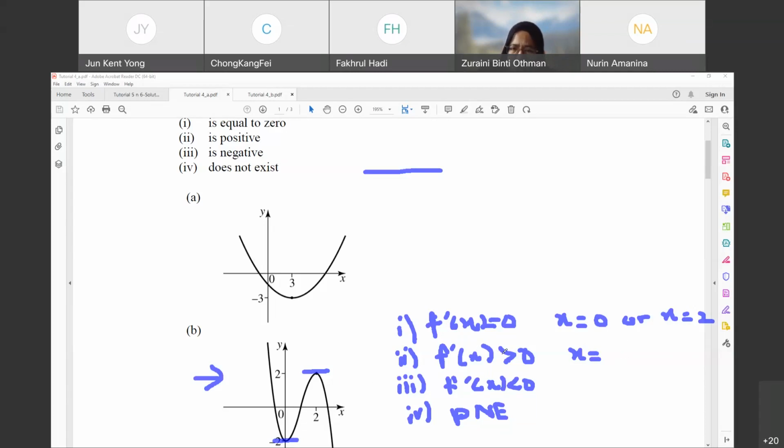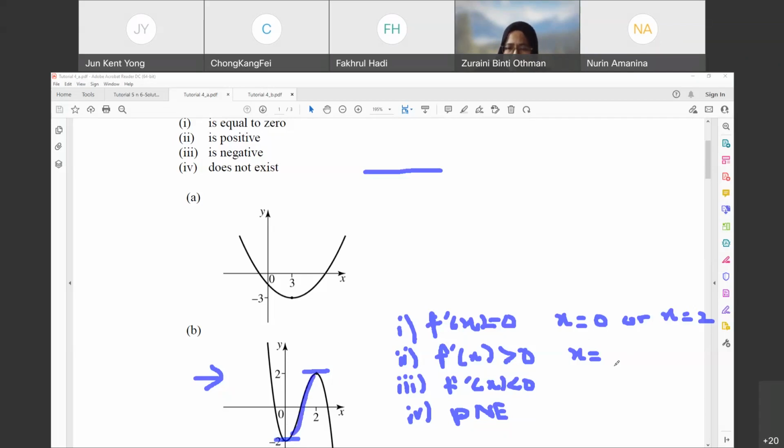Dia positif. Positif meaning that it increase. Dia increase, menaik. 2, madam. Betul? 2 ya, madam. Tu dia menaik dekat sini tau. Nampak tak kat sini? Dia menaik dekat sini.